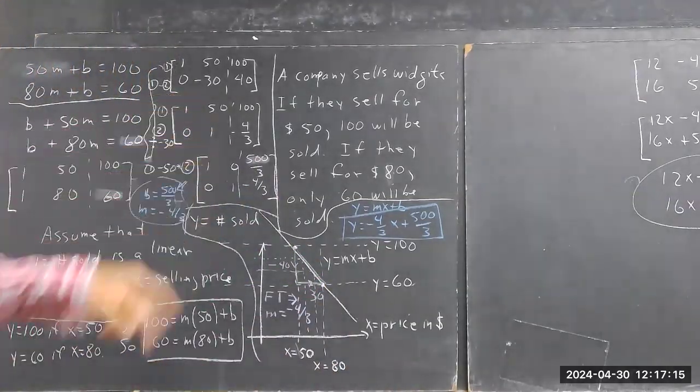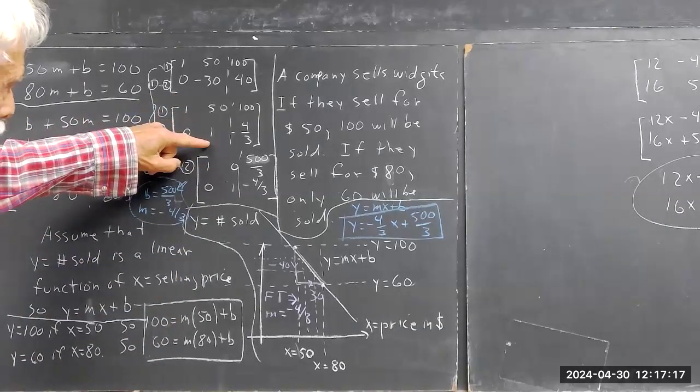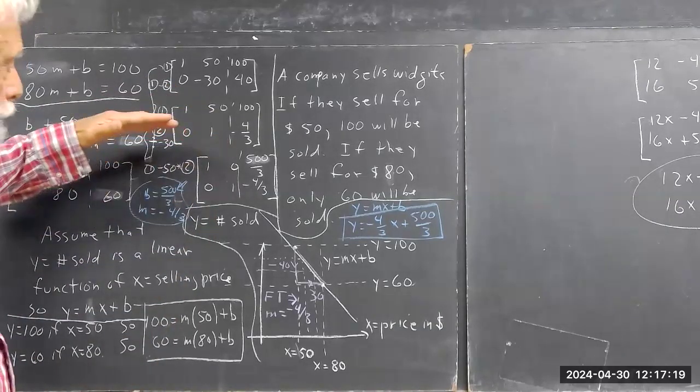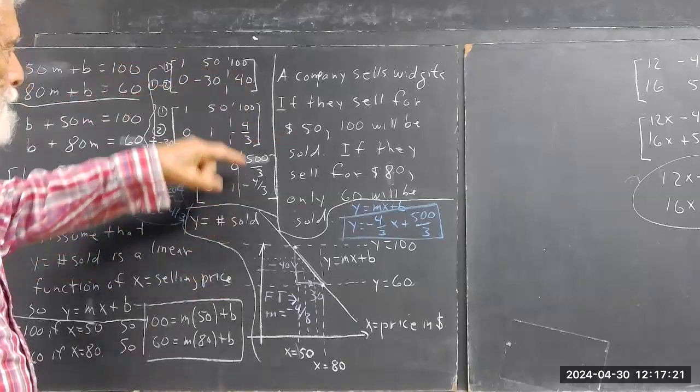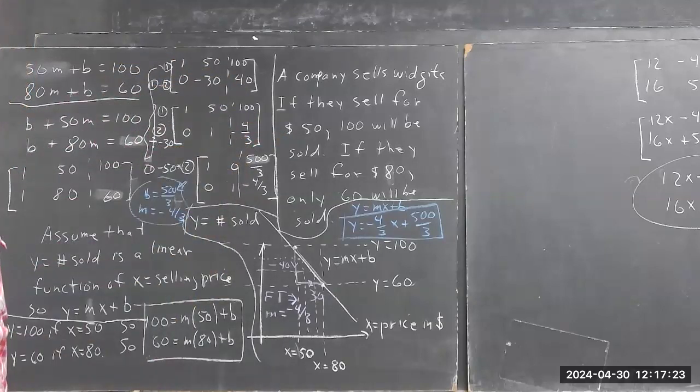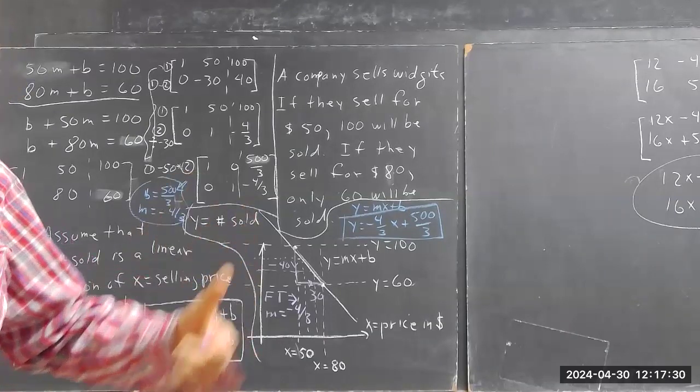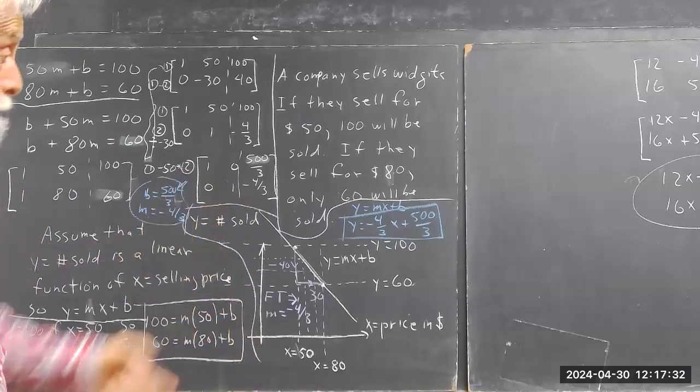Now I complete the reduction. I just add negative 50 times the second row to the first, and I think I get 500/3. Okay. Now I haven't double checked that, and I could, but I don't want to take the time. You can double check it.